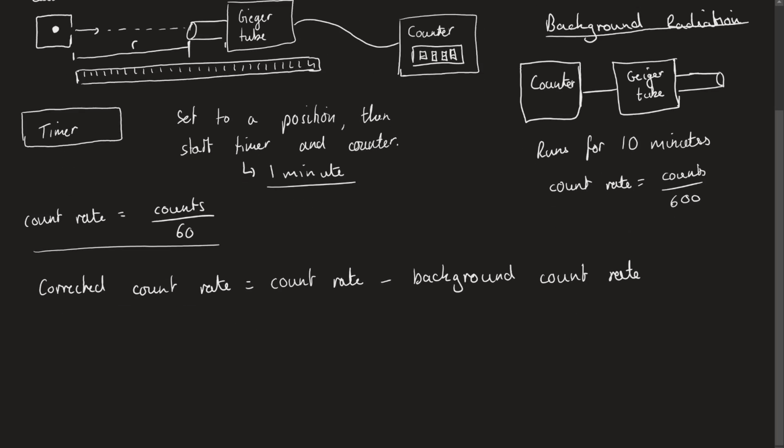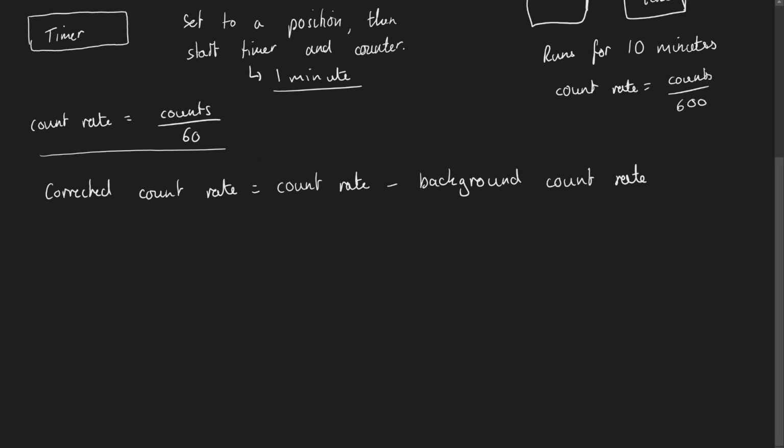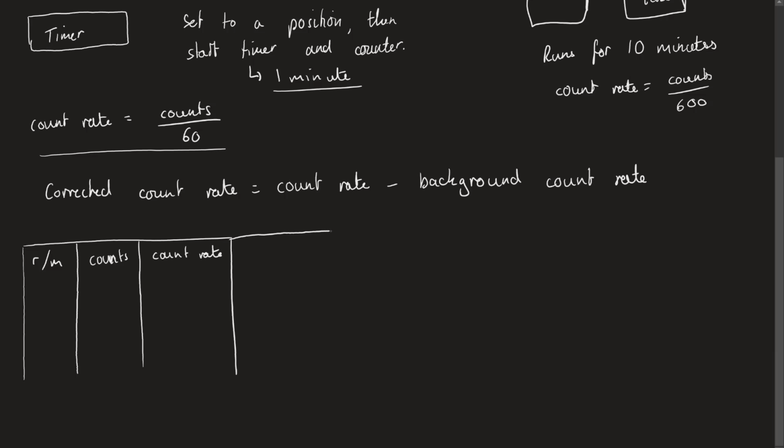Then, from this point, we can make our table finally. So our table needs to first include the distance that we have measured. So this is r, and we're going to measure it in meters. Then we're going to measure the counts, which is just a value, so it doesn't really have any units. Then we're going to convert it to a count rate. Then we're going to convert it into a corrected count rate by subtracting the background radiation, so the corrected count rate.